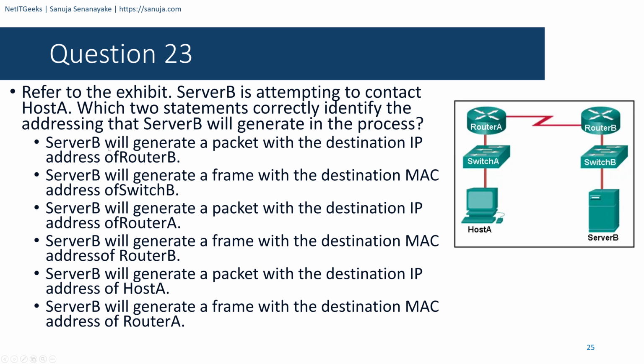So the answers include: Server B will generate a packet with the destination IP address of router B. Server B will generate a frame with the destination MAC address of switch B. Server B will generate a packet with the destination IP address of router A. Server B will generate a frame with the destination MAC address of router B. Server B will generate a packet with the destination IP address of host A. Server B will generate a frame with the destination MAC address of router A. That's a lot of information. So I'm going to let you think about this for a few minutes.